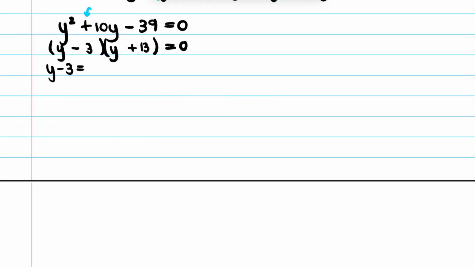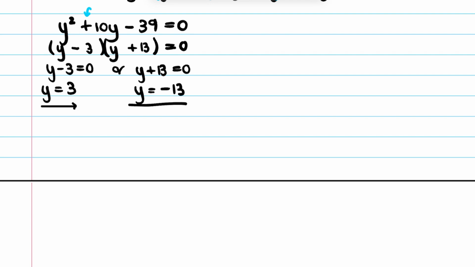Now what we want to do is say y minus 3 is equal to 0, or y plus 13 is equal to 0. Now we solve for y. We say y is equal to positive 3 or y is equal to negative 13. And these then are your y variables. Now you need to plug your y variables into equation number 1. So write that down. Put y variables into 1.